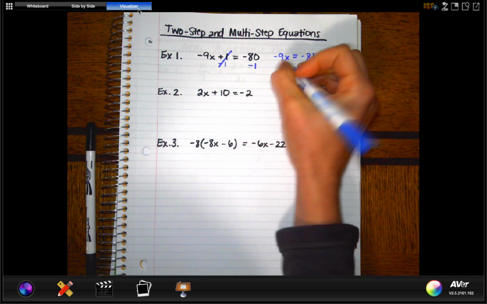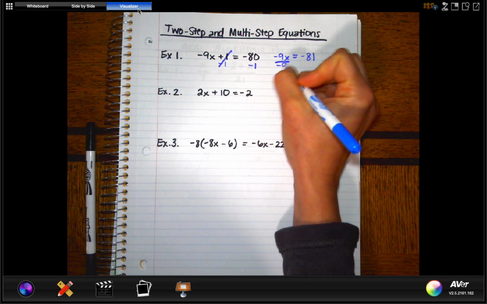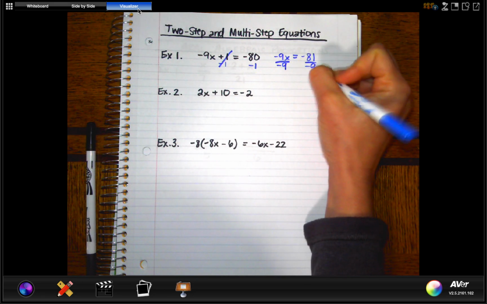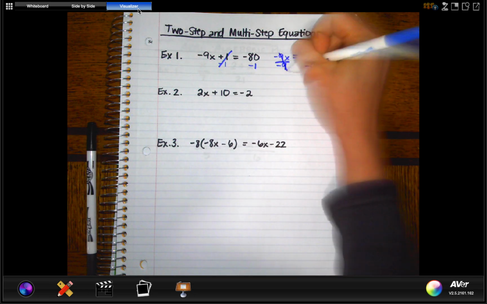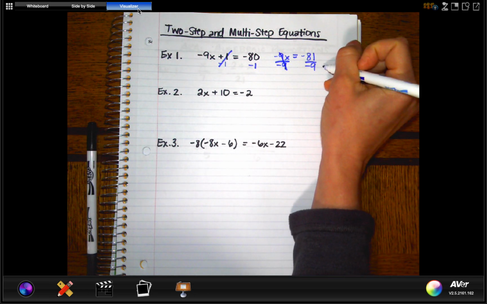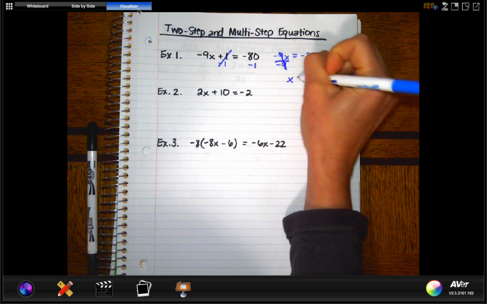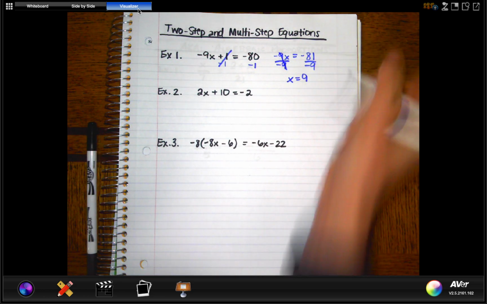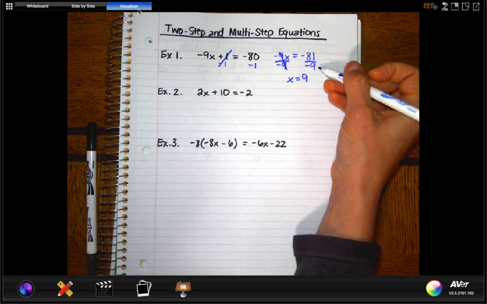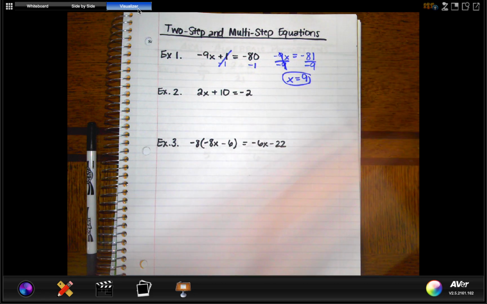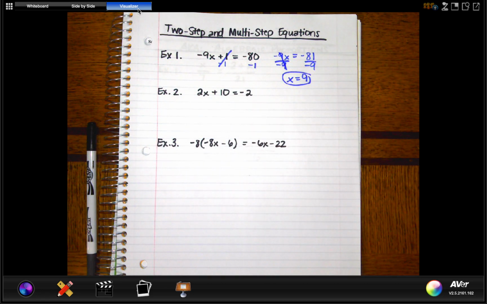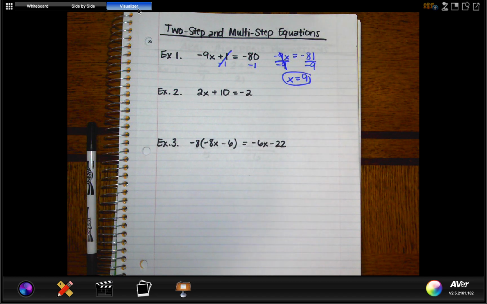So to get the negative 9 out, we will divide by negative 9 because we're undoing the times. That gets that out. And we do that on the other side of the door, and we end with our answer x equals positive 9 because negative 81 divided by negative 9 is positive 9. So that was one way we discussed in my class how you could solve these two-step equations. And that actually is the traditional way, but talked about in a different scenario.